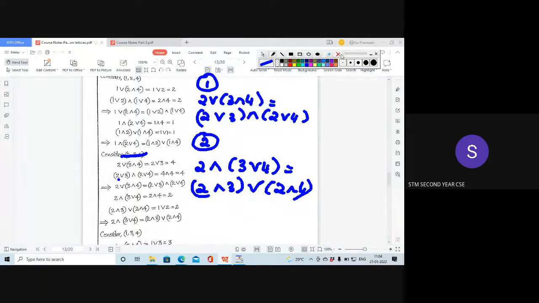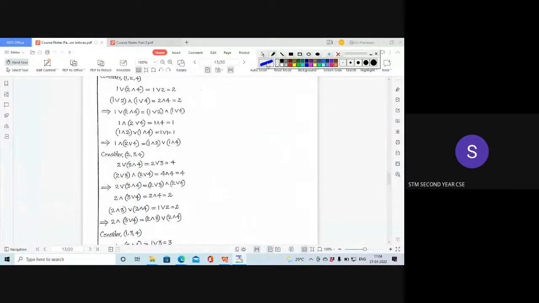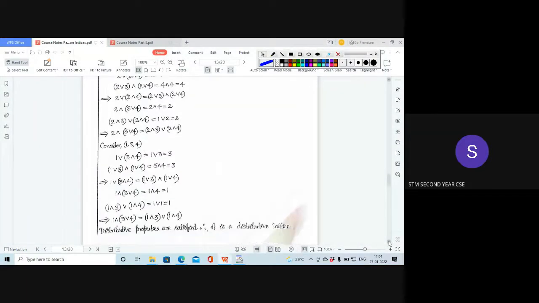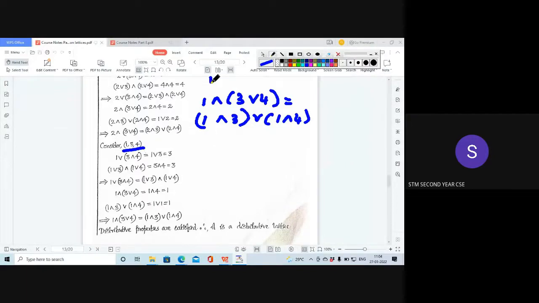So next we have to go to the last combination, and again the same process is repeated. The last combination is 1, 3, 4 in the lattice. So you have to check 1 and (3 or 4) is equal to (1 and 3) or (1 and 4). This is the first distributive law. The second distributive law, just the dual of the first one, is 1 or (3 and 4) is equal to (1 or 3) and (1 or 4).